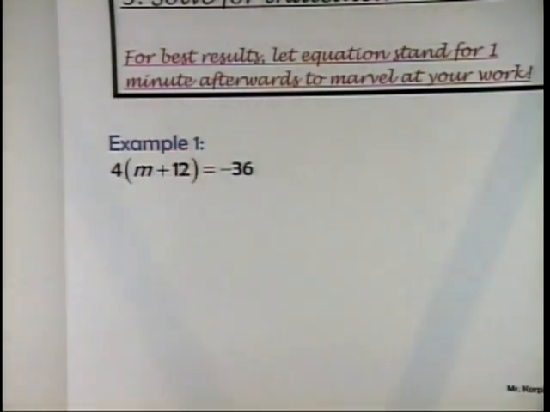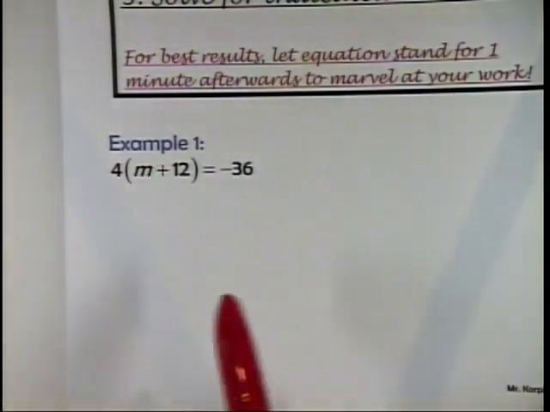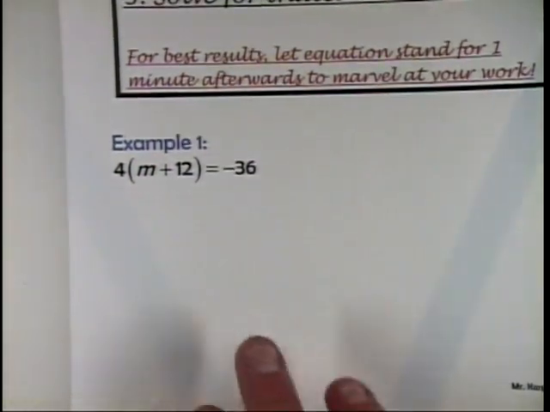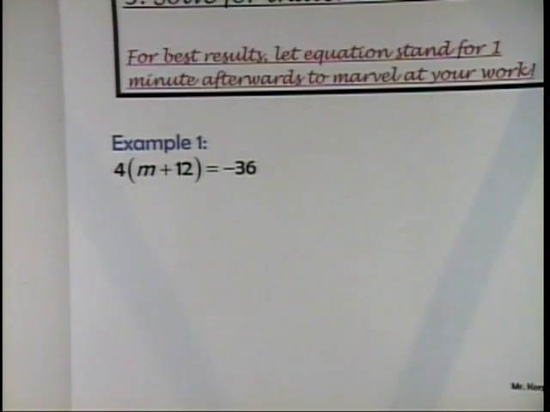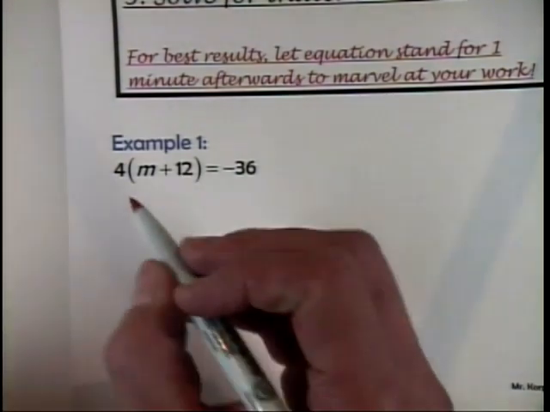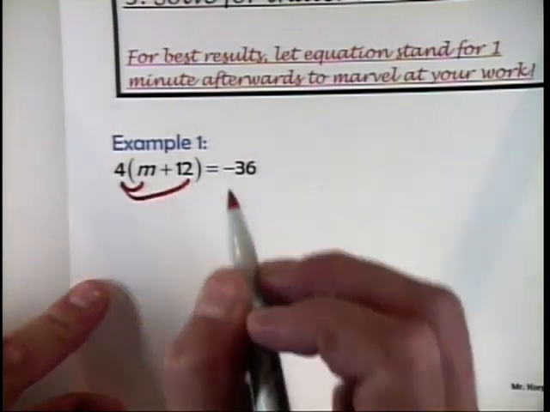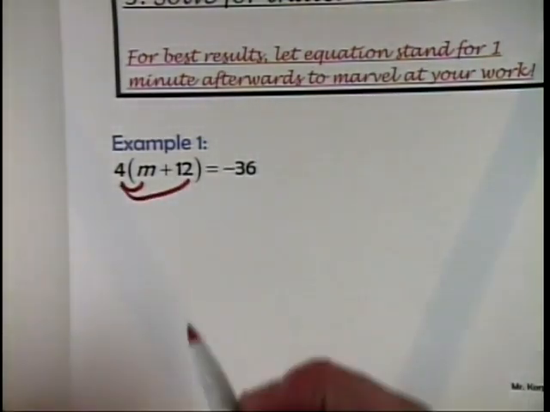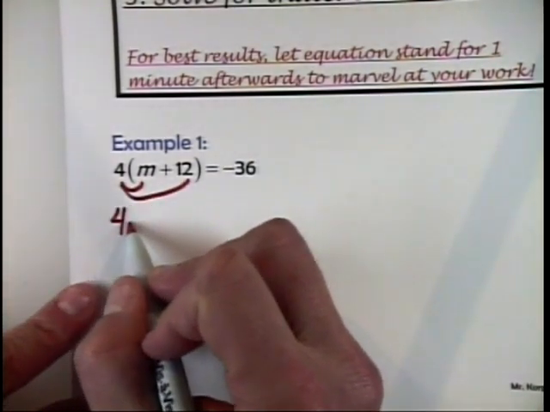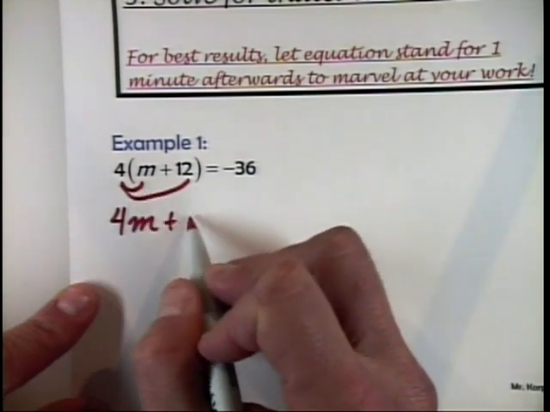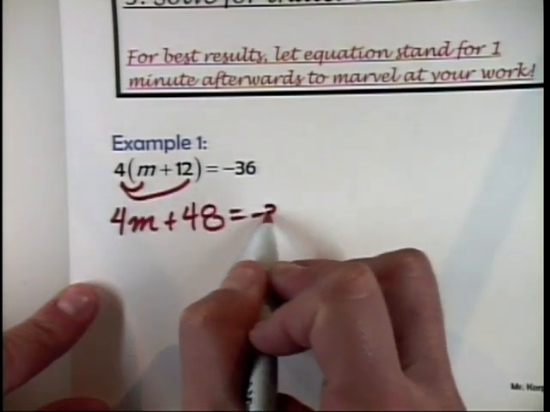4 times the quantity m plus 12 equals negative 36. It is a linear equation. It's a linear equation in terms of m. But that's okay. One variable and the exponent on m is 1, so it is linear. Well, by the recipe, we need to expand out the equation. And so we would distribute this 4 to both terms inside the parentheses. And that gives me 4m plus 4 times 12 is 48 equals negative 36.